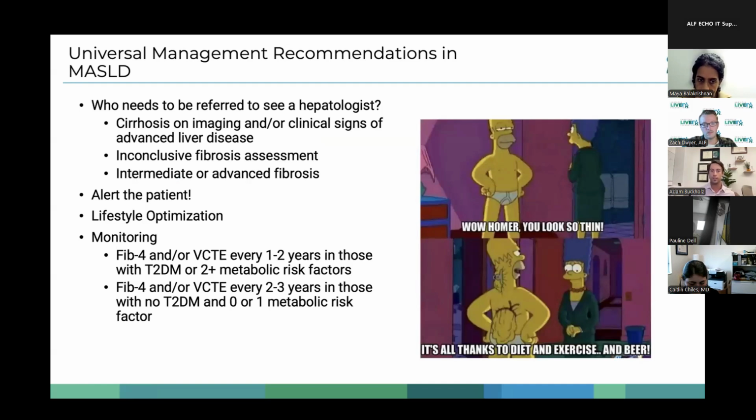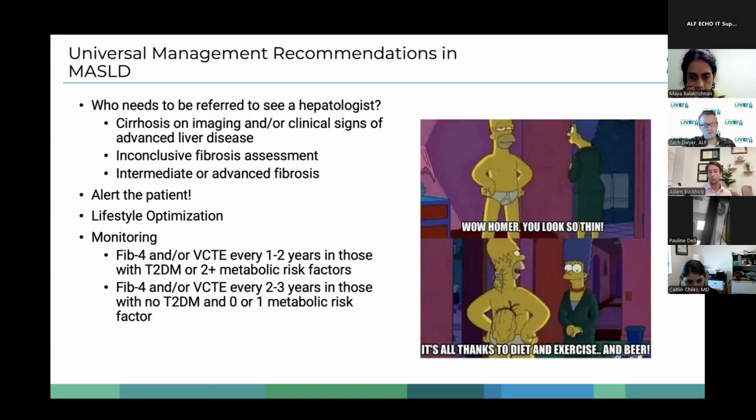So what do you do with someone once you've diagnosed them with MASLD and properly staged them? Well, there are some universal things that I would recommend you do with every patient, regardless of stage. So first, you have to decide, do they need to be referred? Anyone who has cirrhosis on imaging or clinical signs of advanced liver disease, such as ascites or spider angiomata, encephalopathy, these people should be referred to see a hepatologist up front, preferably at a transplant-capable center. In those who have inconclusive fibrosis assessments or you believe have advanced fibrosis, high risk for advanced fibrosis based on the non-invasive testing, they should all be referred.